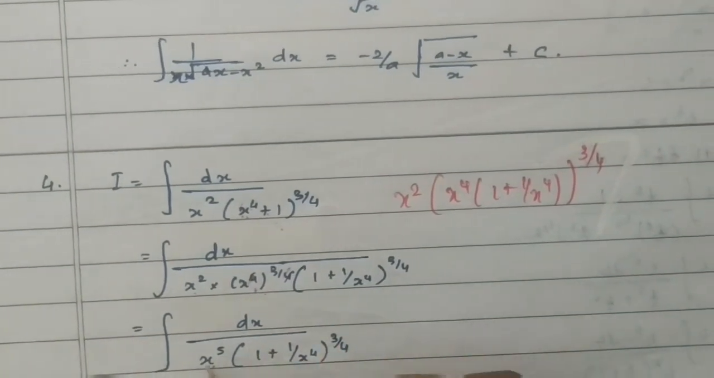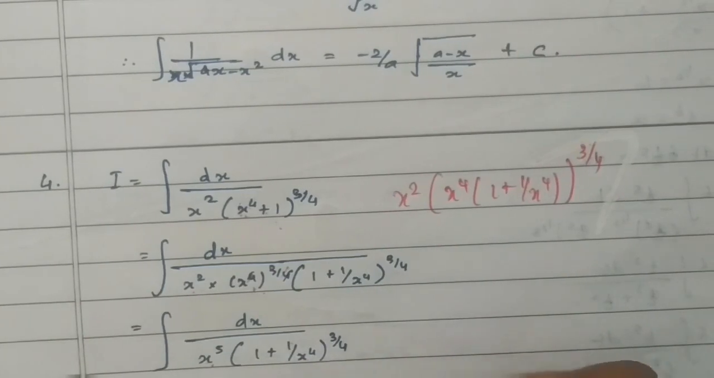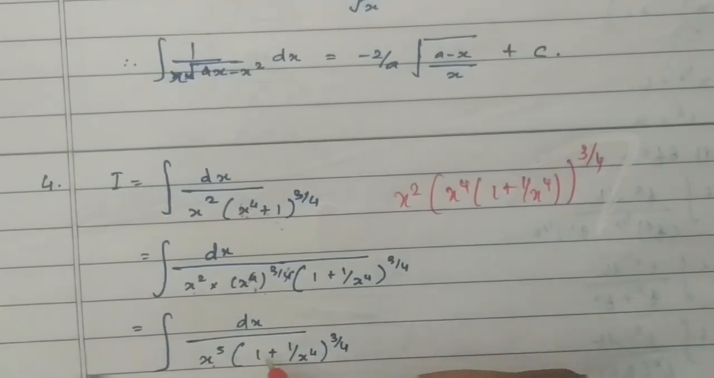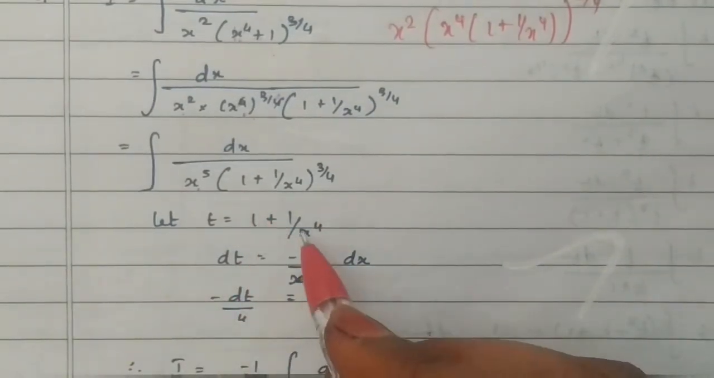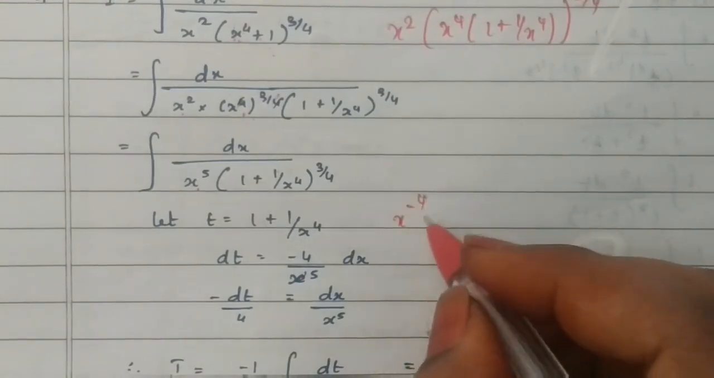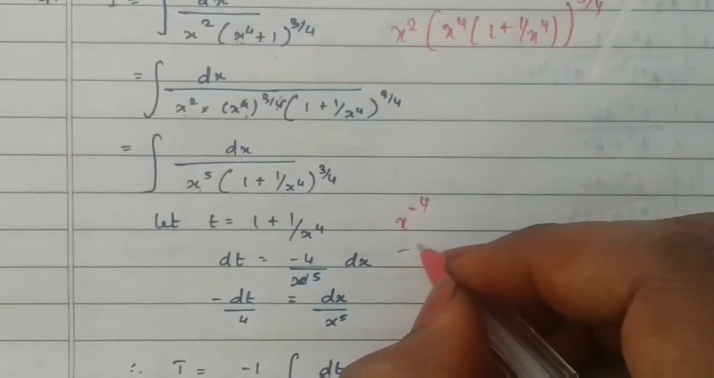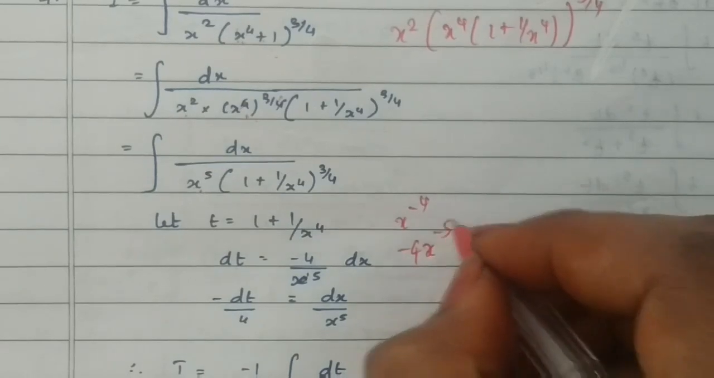Now you should think of it. You have x power 5 here, and 1 plus 1 by x power 4. Therefore you need to take t to be 1 plus 1 by x power 4. When you take t to be 1 plus x power minus 4, dt will be, this will become 0. Here it is x power minus 4. When you differentiate it, you will get x power minus 4 minus 1, that is x power minus 5.